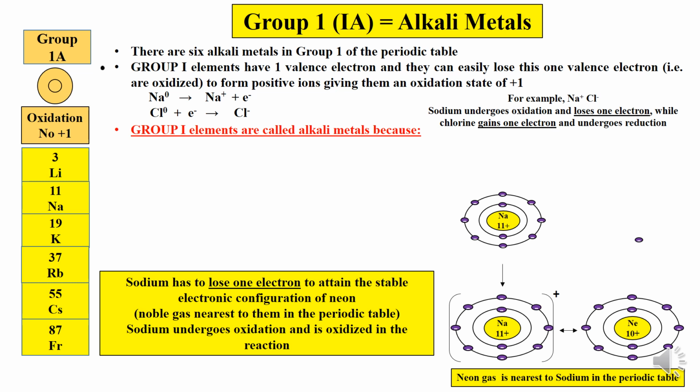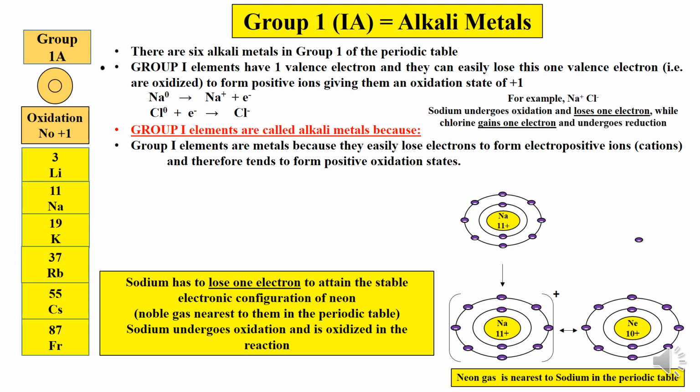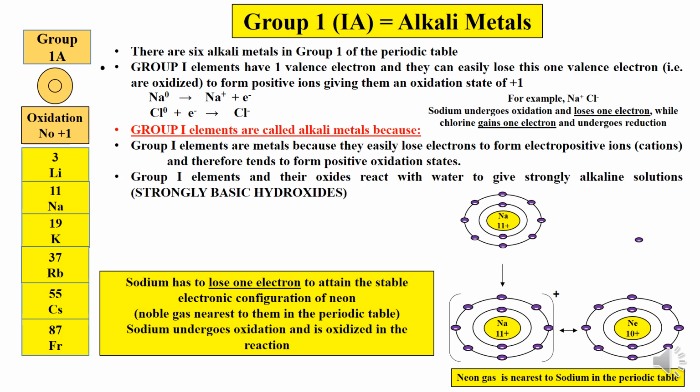Now, why are group 1 elements called alkali metals? There should be some reason behind this. They are called metals because they easily lose electrons to form electropositive ions, that is cations, and therefore tend to form positive oxidation states. Now, why are they called alkali metals? They are called metals because they lose electrons to form electropositive ions. Fine. Why are they called alkali metals?